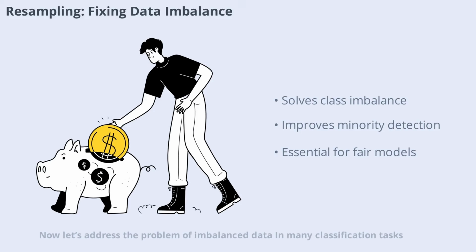Now let's address the problem of imbalanced data. In many classification tasks, one class is much more frequent than the other. Think of fraud detection, where fraudulent transactions are rare. If you train a model on this data, it might always predict the majority class, missing the minority cases that matter most. Resampling techniques help balance the dataset, ensuring the model learns to recognize both classes.